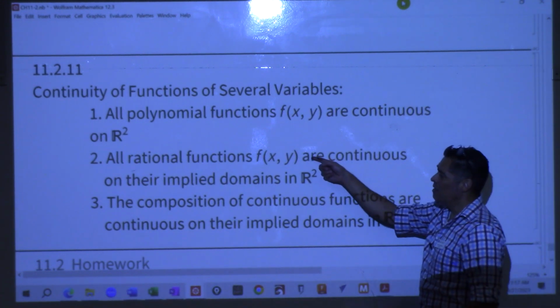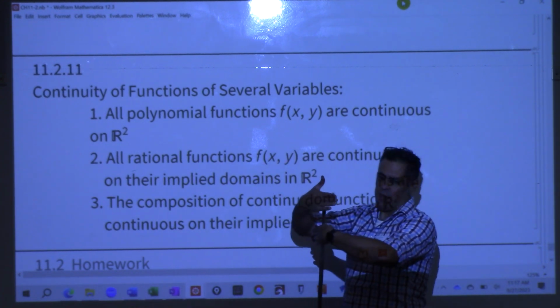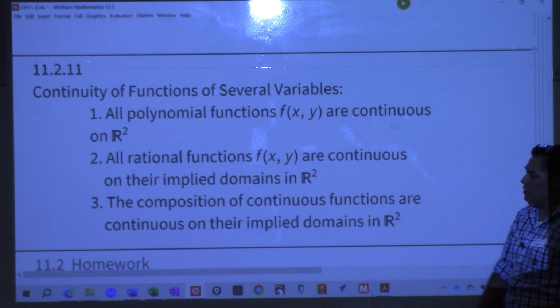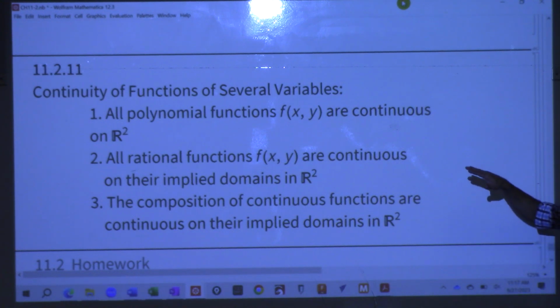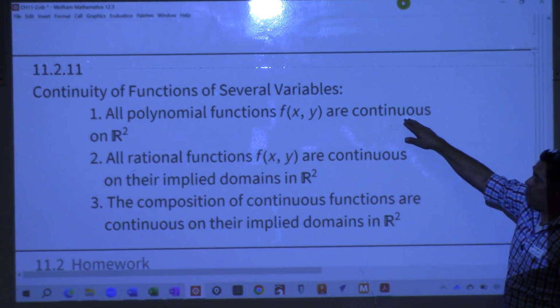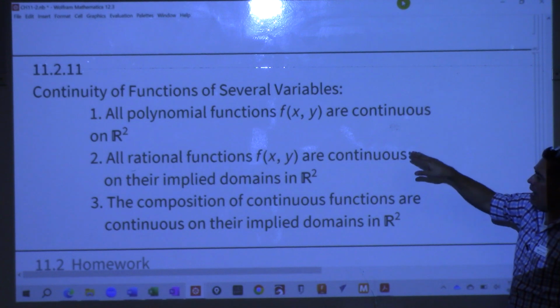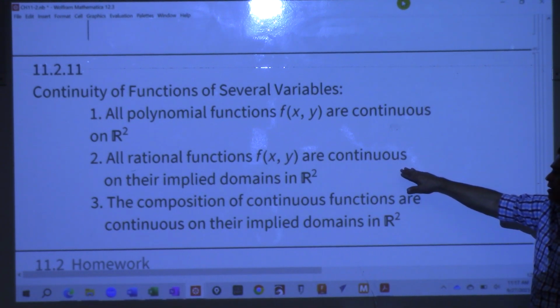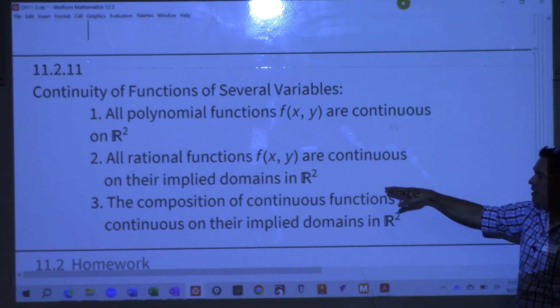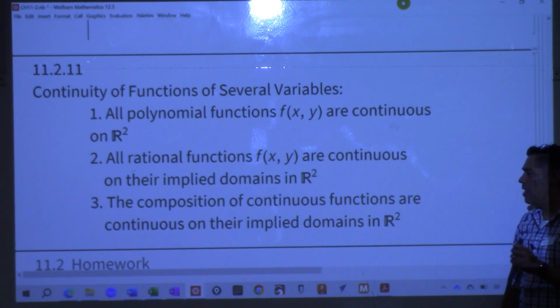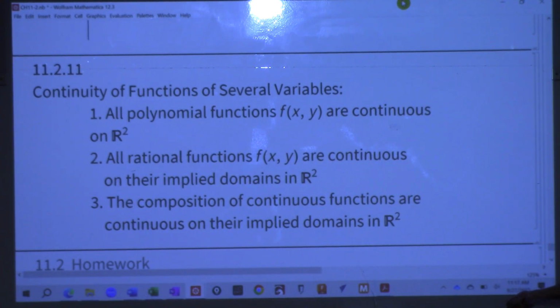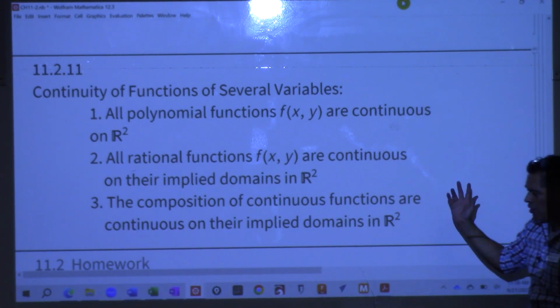Rational functions are the same thing. A ratio of two polynomial functions is a rational function. And so both of these are continuous. Polynomials are continuous everywhere. Rational functions are continuous on their implied domain, so as long as the denominator is not 0, you're continuous. And then a composition of two continuous functions is also continuous on their implied domains. Again, this is not going to be a big deal for us. This is just for us to know what type of functions are continuous. That's it. And we get to homework and we're done.